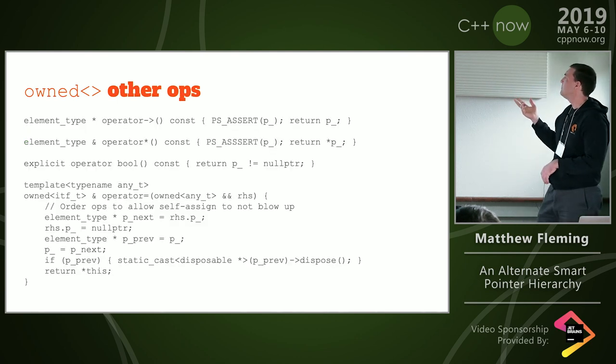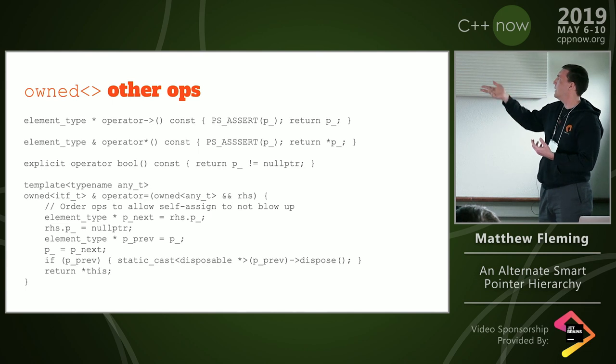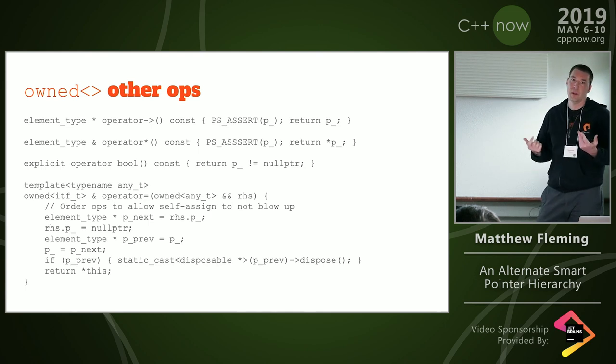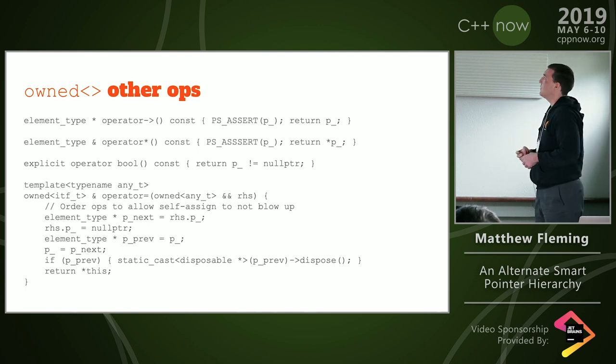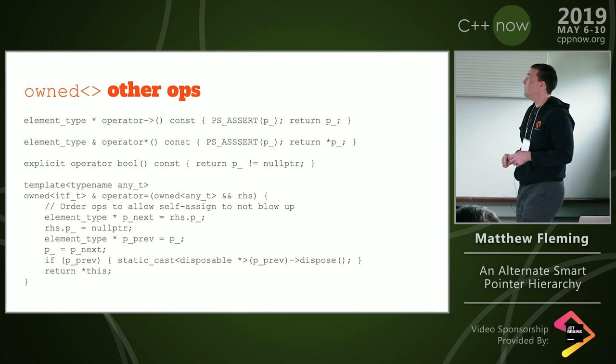These things are pretty common. My operator arrow returns the pointer. Operator star returns star p. I've got some asserts that it's not null, because you shouldn't be doing that if it's null. You're probably going to trip up against it soon. I've got an operator bool like you'd expect.